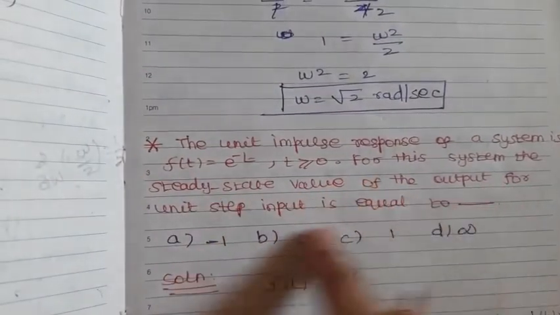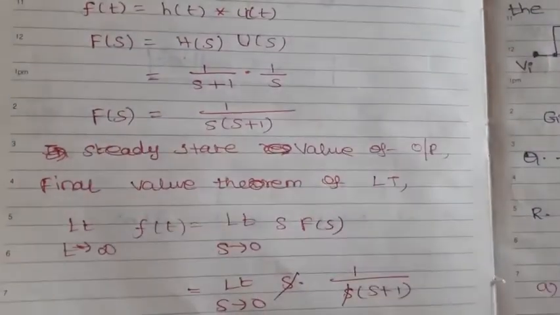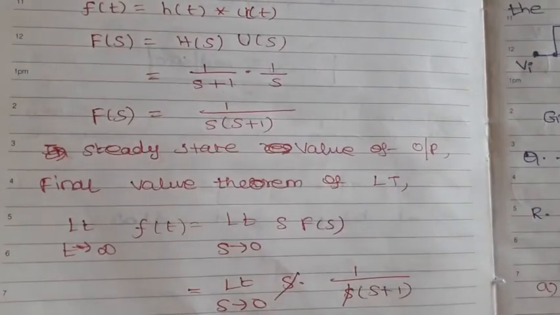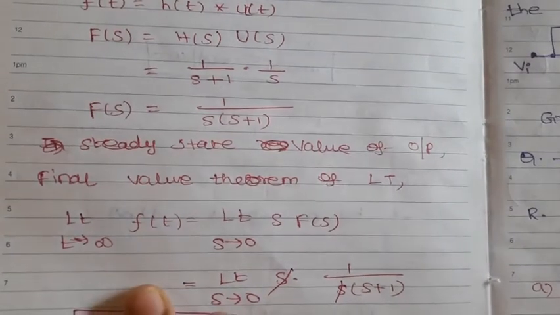Steady state value of the output. Steady state value of the output means the final value theorem of Laplace transform. Steady state means final value. What is the final value theorem?